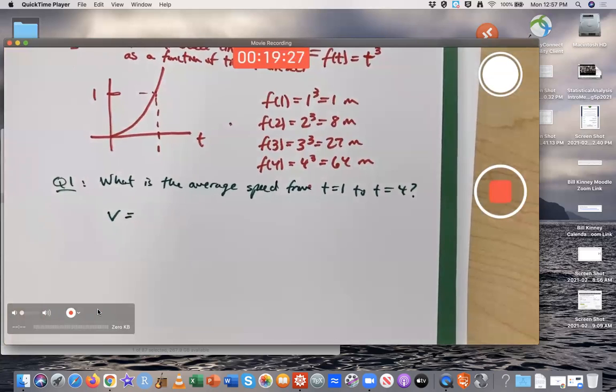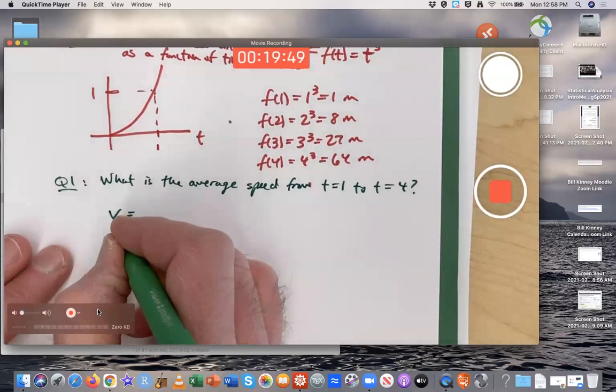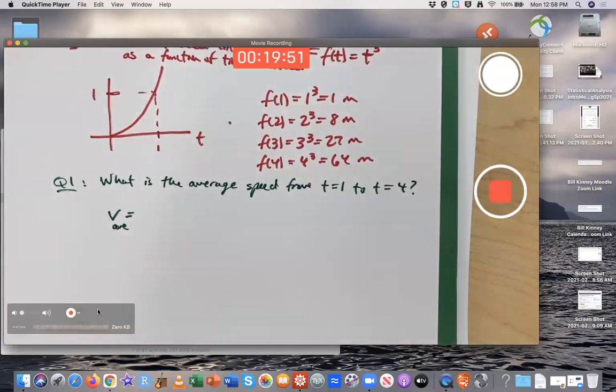V can also mean velocity. Technically, speed and velocity are different things, though they're often the same. Technically, the speed is the absolute value of the velocity. Velocities can be negative because velocity takes direction into account. But we're only moving in one direction here, so speed and velocity are equivalent. You might call it V sub average for an average speed.